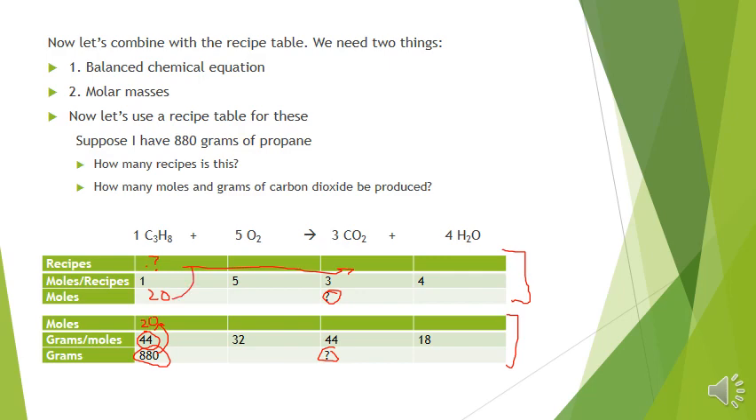Okay, every time I do it, I need 1 mole. I have 20 moles, so you can see that I can do the recipe 20 times. Right, so if I do the recipe 20 times, how many moles of carbon dioxide? Well, each time I do the recipe I get 3. Do that 20 times, and I will get 60 moles of carbon dioxide.